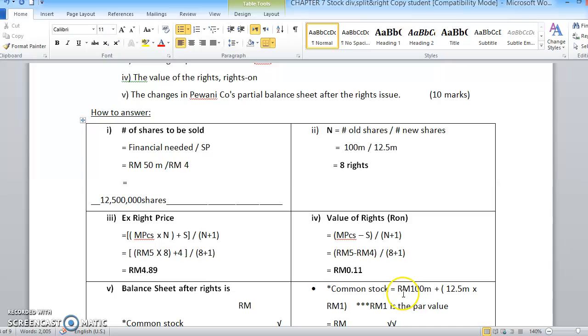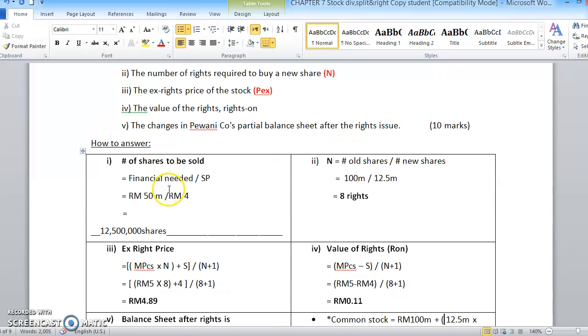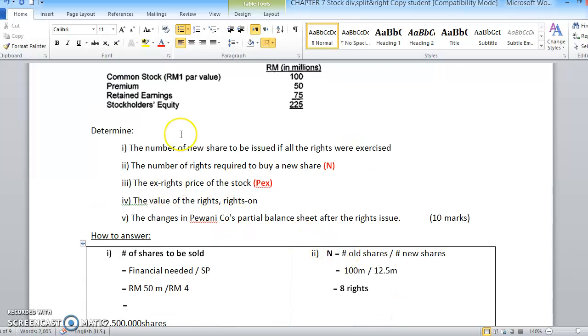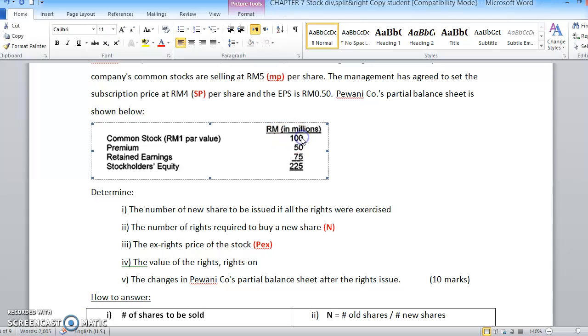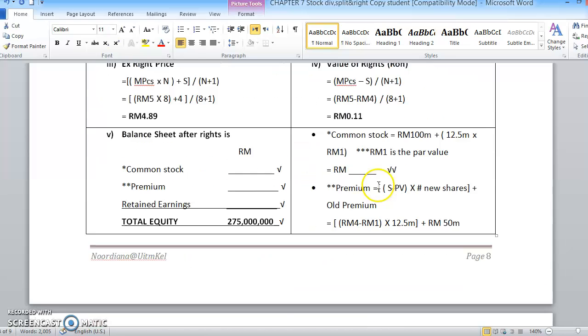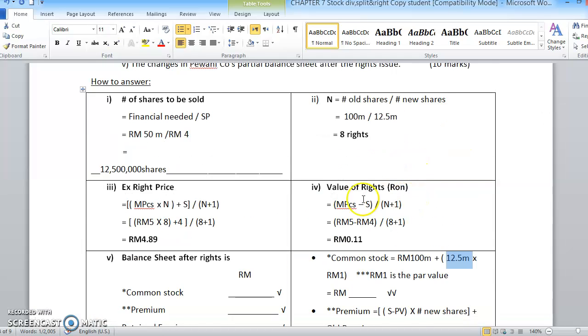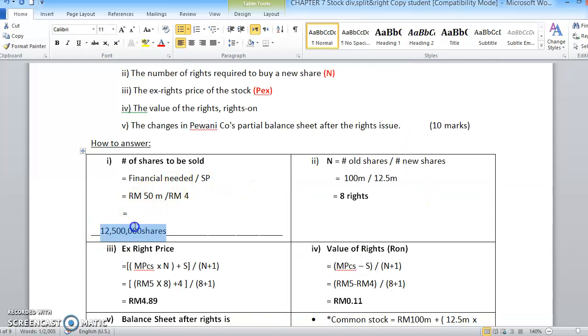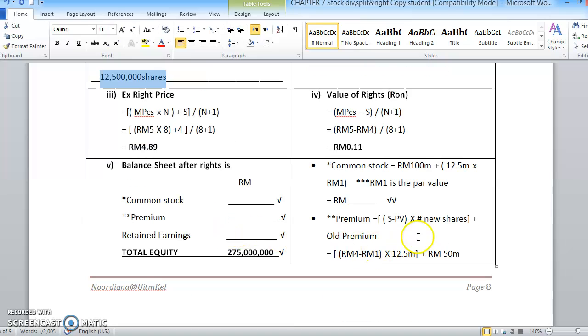So, total old share berapa? Okay. Previously, kita dah kira, which is 100 million. 100 million share lama bahagi RM1 par value dia, you akan dapat sama 100 million kan? So, 100 million share lama tambah dengan 12.5 million share baru kita dah kira di sini.